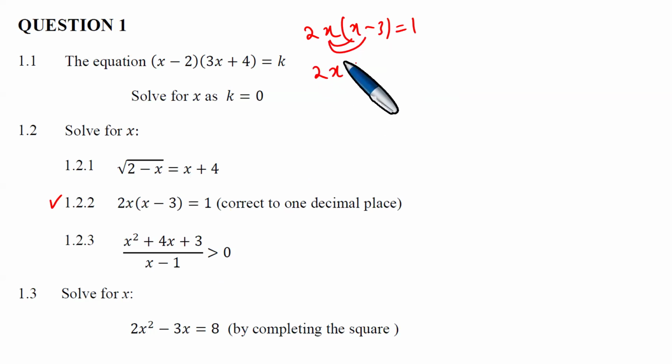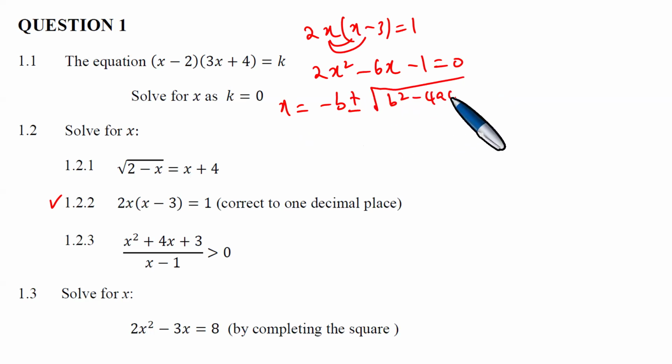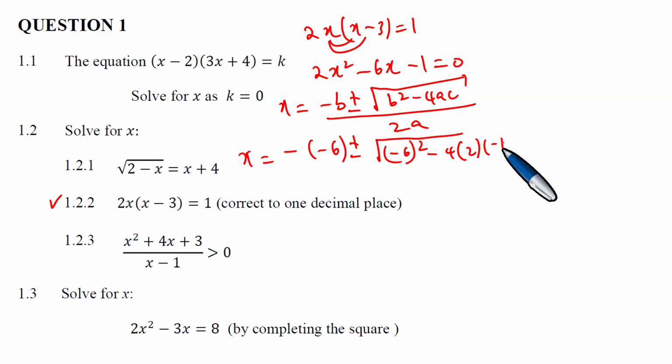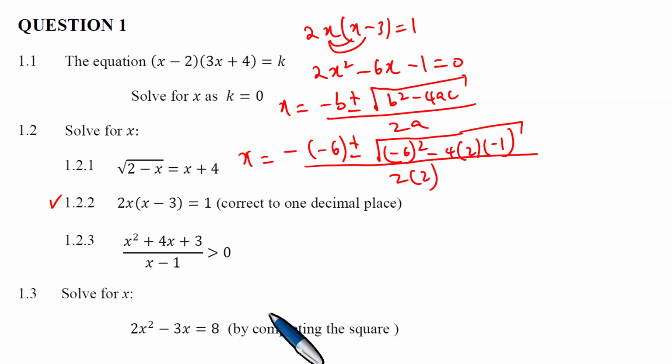2x times x gives us 2x squared. 2x times minus 3 gives us minus 6x. You bring the 1 across, and this equals 0. x equals minus b plus or minus the square root of b squared minus 4ac, all over 2a. And then we have our minus b. Our b is minus 6, plus or minus the square root of b squared, which is minus 6, you square that, minus 4a, which is 2, c is minus 1, all over twice a, which is 2. Like so.